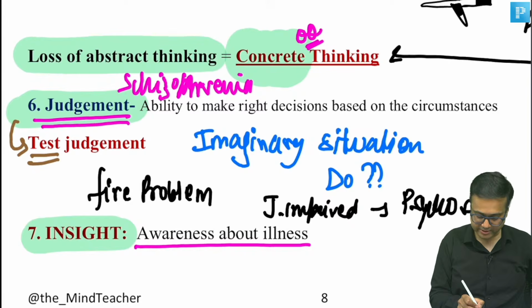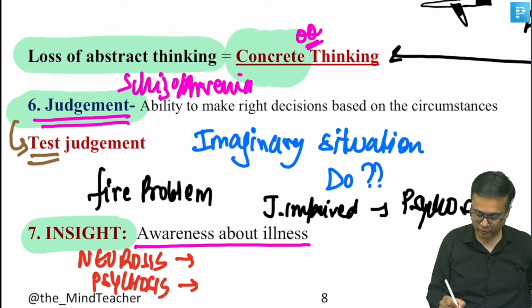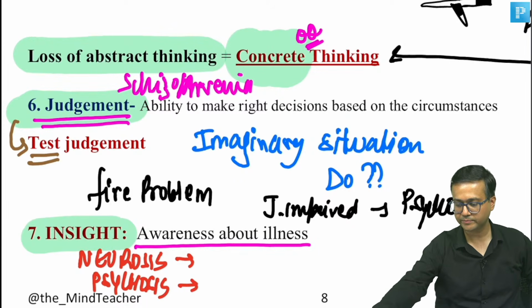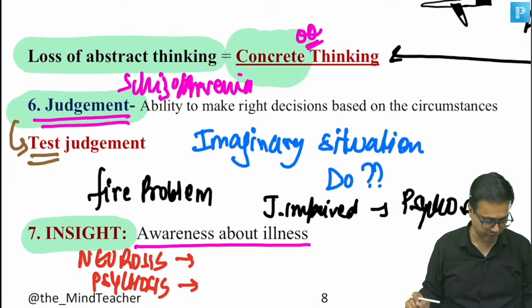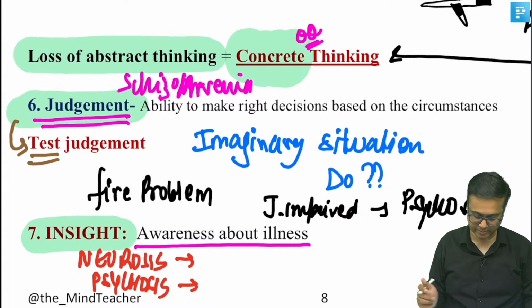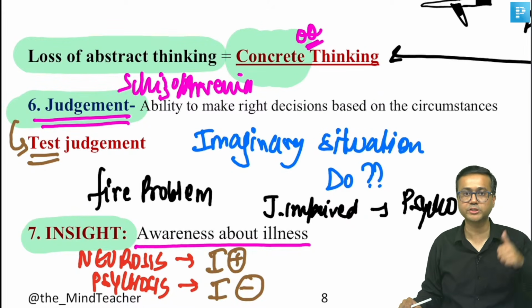Tell me, beta, we'll discuss this classification of neurosis and psychosis. Very good. Tell me, beta, neurosis and psychosis mein where insight is present? Those who are in the app as well as those who are in YouTube, beta, I am able to see all your chats. Neurosis mein insight usually is present. In psychosis, it is impaired. Very good, yes. I hope this is clear to everyone.